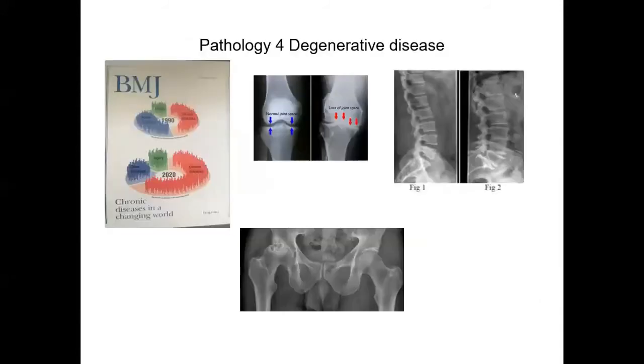So pathology number 4, degenerative disease. We see an awful lot of this in the West, in the UK. And here's the front of the British Medical Journal. And it states here in 1990, the red is degenerative disease, and how it's going to be in 2020. Well, it's going to overtake all the other causes of death and disability. Very common. And how do we see it?